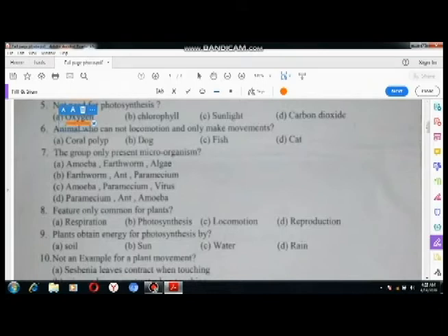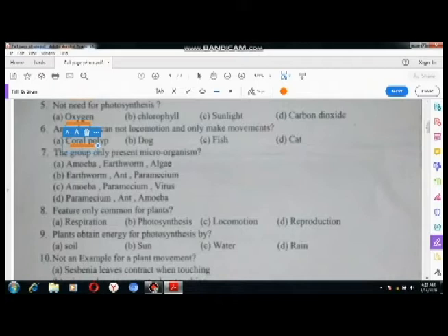Animals who cannot locomote and only make movement. Coral polyps cannot locomote and only show movement. So answer A. The groups only present microorganisms.